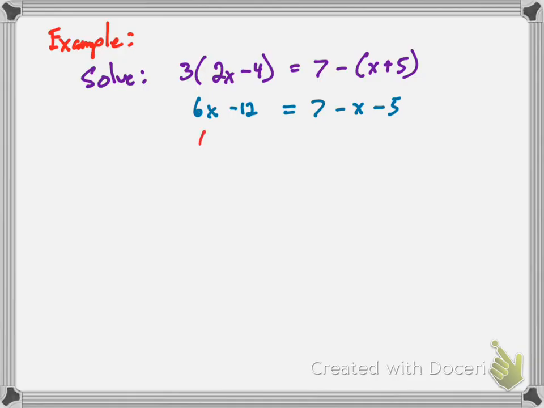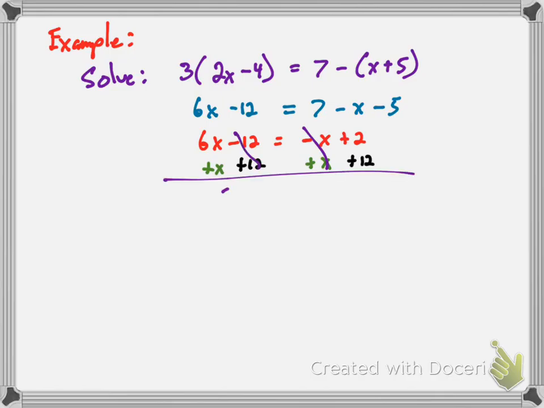Okay, now we're going to combine like terms on each side. Then we can start doing the addition property of equality, which means if I add an x to one side, I have to add it to the other. If I add a 12 to one side, I have to add it to the other. This reduces, so we get 7x equals 14.